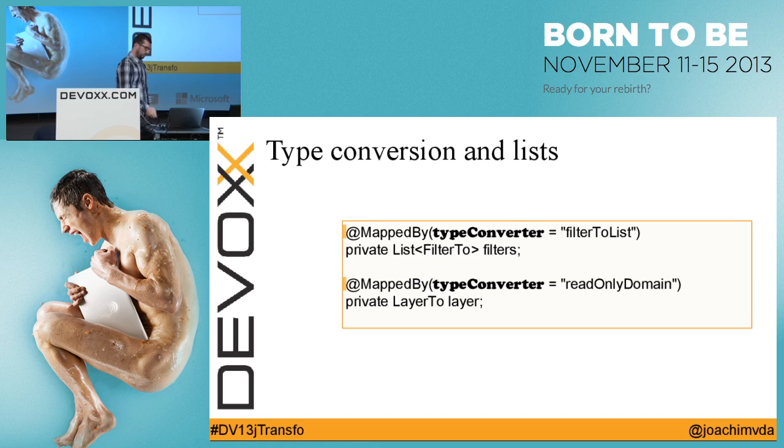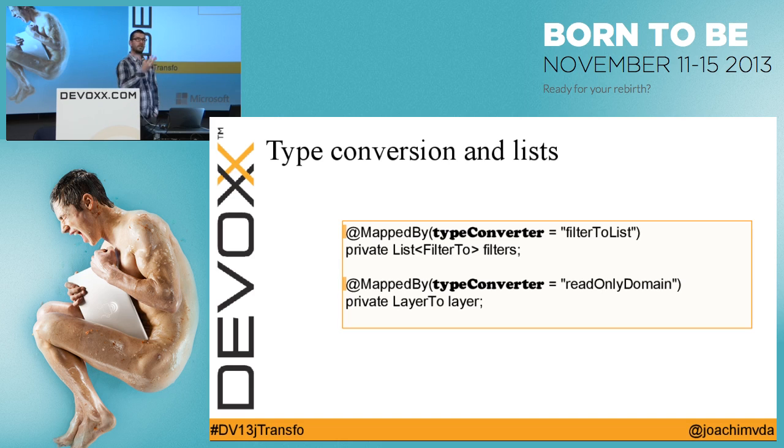Right. There are some tricks you have to apply to make sure that this always works, and specifically when handling lists, you actually have to indicate to the system what type of object is contained within the list to make sure that the conversion can be handled properly. This can be done using type conversion, and you can see in the example that you say that it has to use, for example, the filter TO list type converter, or in the example below, a read-only domain type converter.